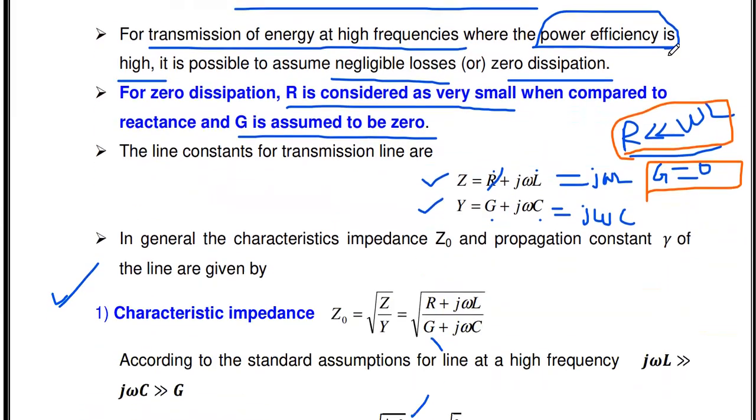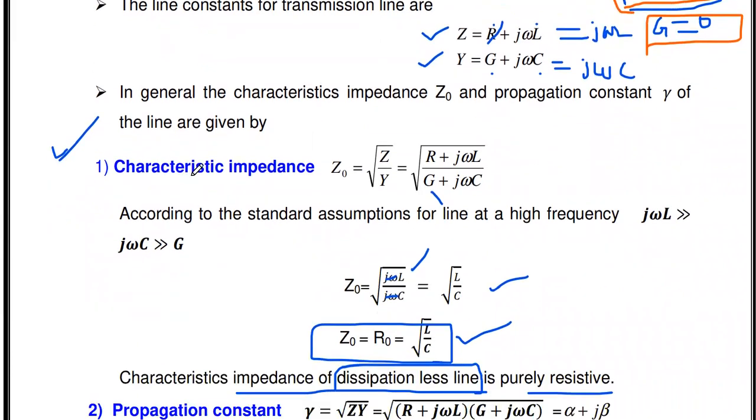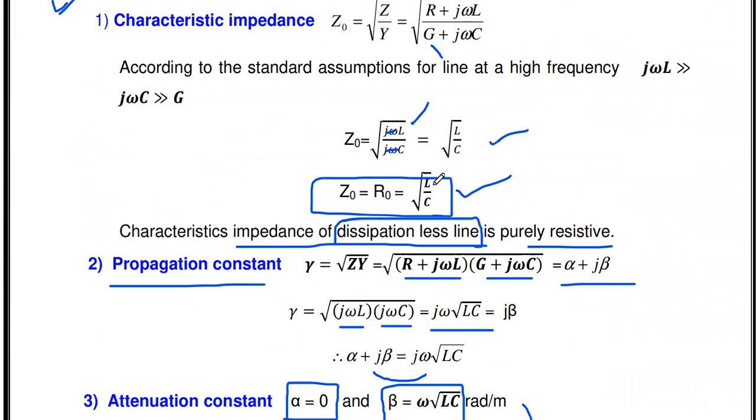Okay, then using this, substituting these values in our secondary constants, we have to derive the remaining values. First, we derived the characteristic impedance. What is the characteristic impedance of zero dissipation line? It's the square root of L by C. This point is also an important MCQ question. The characteristic impedance of zero dissipation line is purely resistive in nature. They give 4 choices: purely resistive, purely capacitive, purely inductive. So the characteristic impedance of dissipationless line is purely resistive.